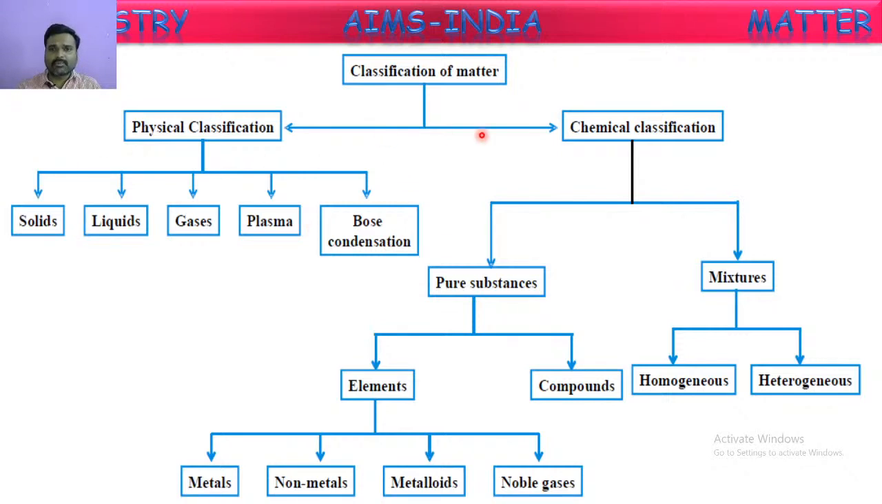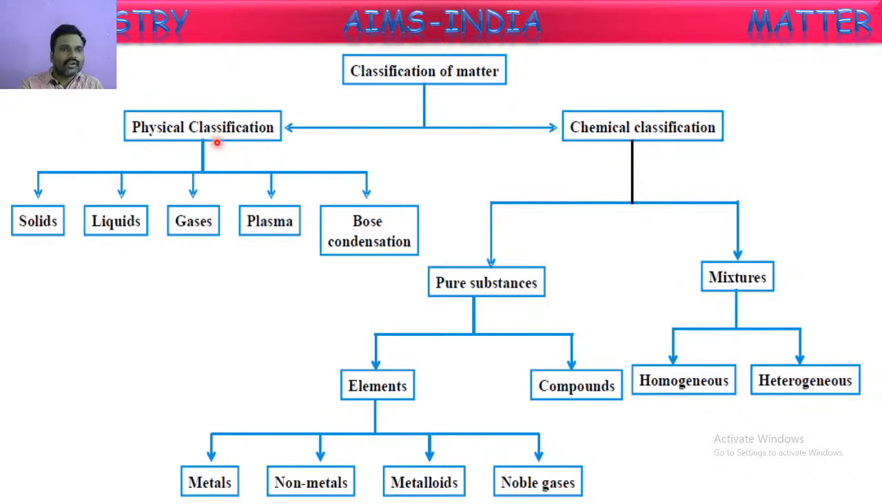There is one more type of categorization of matter, that is based upon the chemical classification. Means based upon the chemical properties of matter or the chemical composition of matter, based upon the kind of particles present in the matter, it can be classified again into different kinds. They are shown here: pure substances and impure substances or mixtures. About these chemical classification and types of substances, we are going to discuss in the next session.